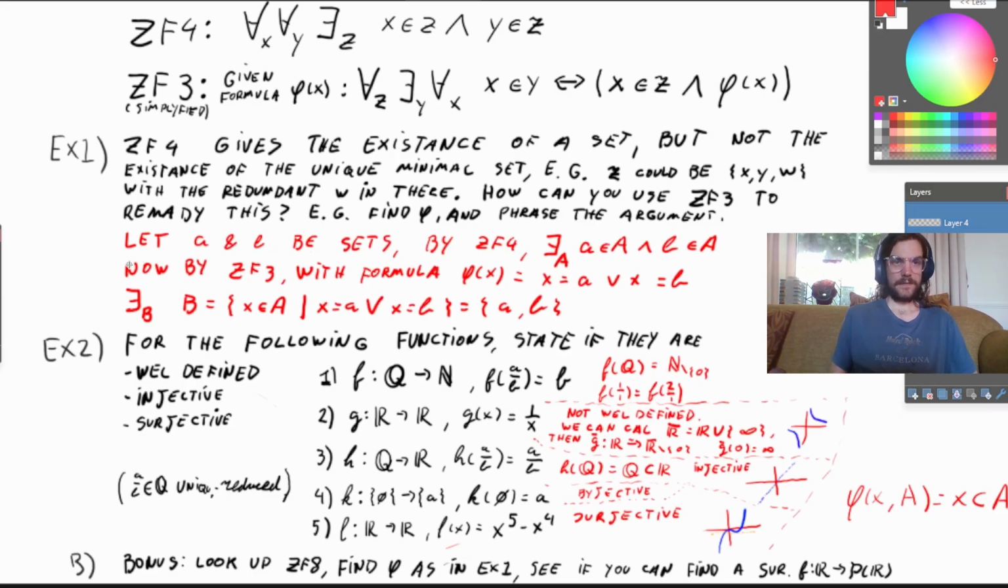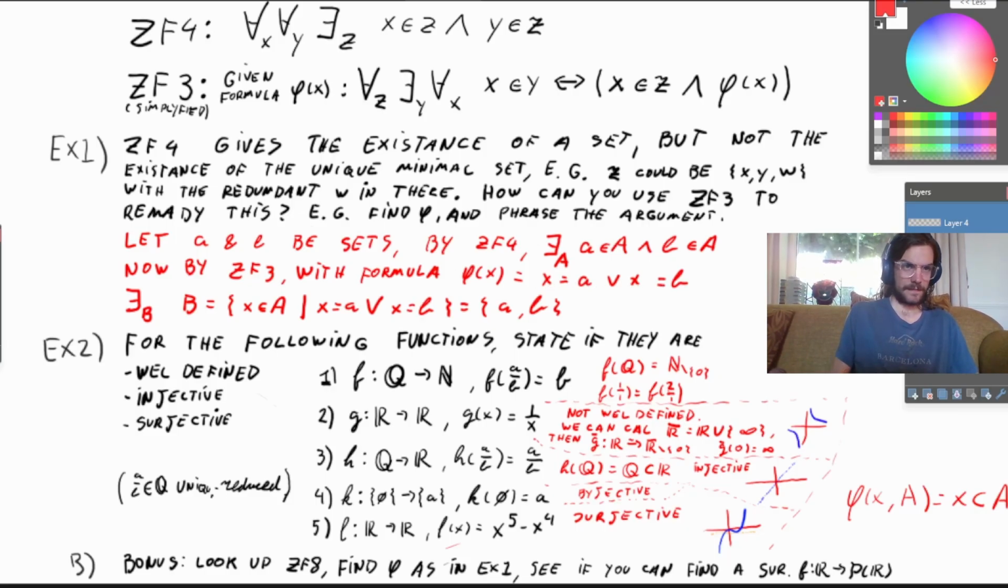Okay, here we have the answers. So say we have some sets A and B. Then by ZF4, and these are general sets, there is some big A such that A and B are contained in it, but big A could have a lot of other things. So here I said 3, but I meant 4. Now by ZF3, we can make a formula. X is A and X is B.